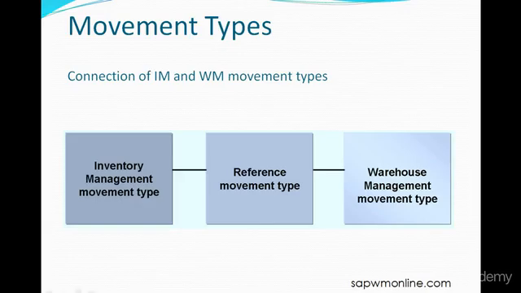So this is how an IM movement type is connected to a WM movement type. So we have an inventory management movement type which is linked to a reference movement type, which is further linked to a warehouse movement type. We will see how this happens in the system, but it is important to understand that there is a concept called a reference movement type in WM.